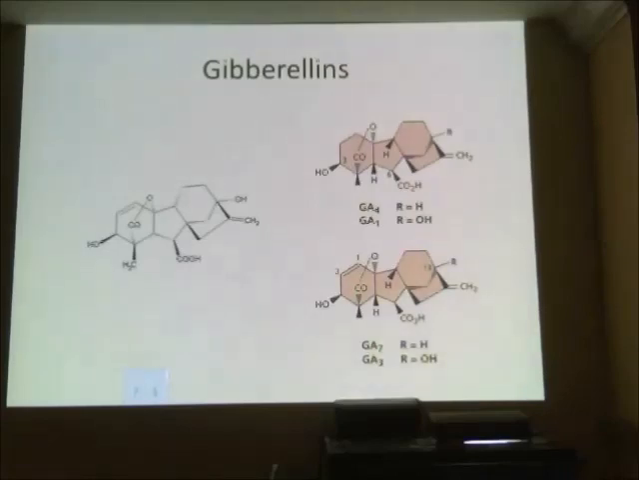Anyway, they cause cell elongation. They also initiate seed germination and fruit setting, which is the process where, after the petals fall off of the flower, a fruit begins to form. And they are involved in both flower and fruit maturation.